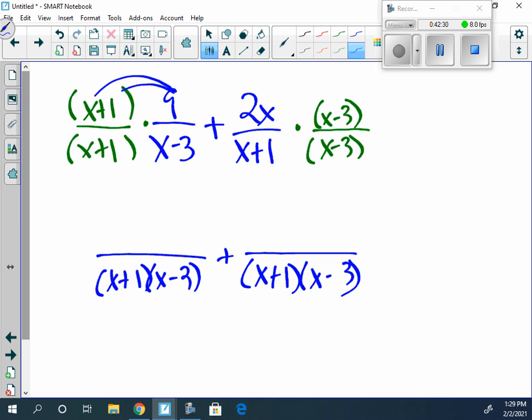Now the numerators we're going to end up distributing. So we'll have 9 times x, which is 9x. 9 times 1 is plus 9. Now on the other set of parentheses, we'll do the same thing. So we'll have 2 times x, which will be 2x squared, and 2 times negative 3 will be negative 6x.